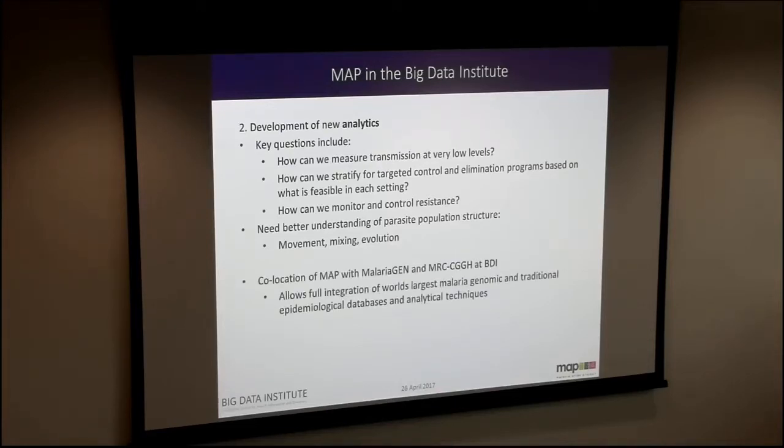So we're well placed here to have MAP co-located with MalariaGEN and the Centre for Genomics and Global Health here at BDI, so that we can integrate the world's largest resource of malaria genomic data with our epidemiological data and our co-analytical techniques. So we're very excited for that.